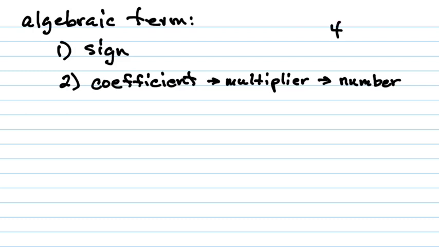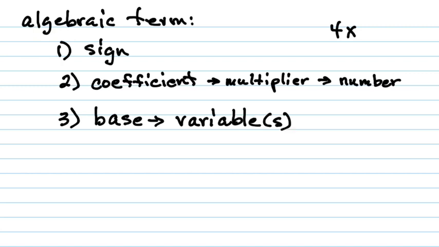So, for example, if we have 4x, what is the coefficient? The 4. The 4, because they're multiplied together since they're side by side. The coefficient is the 4. Now, next, what's the third part? The base. Excellent. And for an algebraic term, the base is always simply the what? Variable. The variable or variables, because we can have an ab term, can't we?